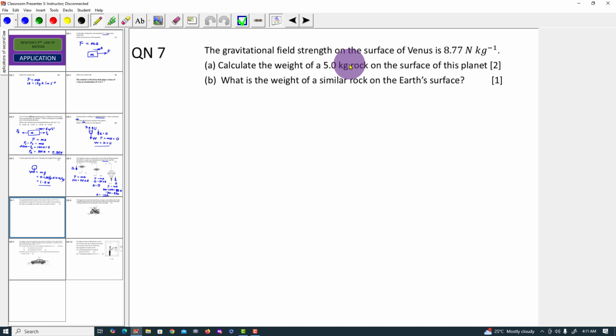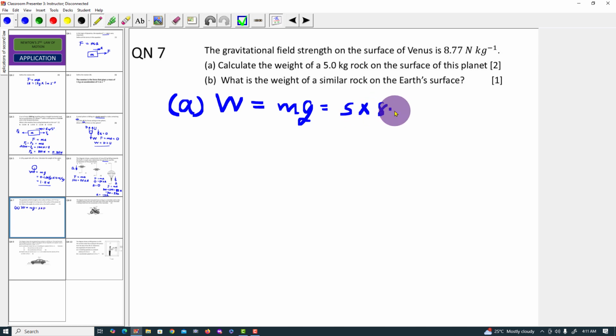The gravitational field strength on the surface of Venus is 8.77 newton per kilogram. Calculate the weight of a 5 kg rock on the surface of this planet. So weight is given by mass times gravitational field strength, and this will be 5 times 8.77, and this will be so many newtons. That one is not a problem.